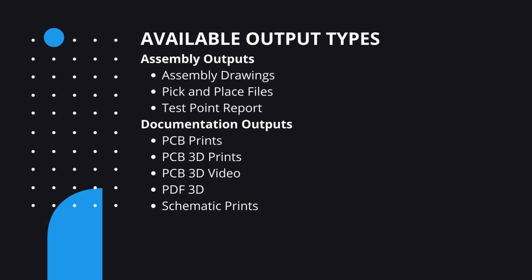We have PDF 3D, wherein it generates a 3D PDF view of the board with full support to zoom, pan, and rotate in Adobe Acrobat. The PDF includes a model tree, giving control over the display of nets, components and the silk screen. Then lastly, we have schematic prints, wherein schematic drawings used in the design.